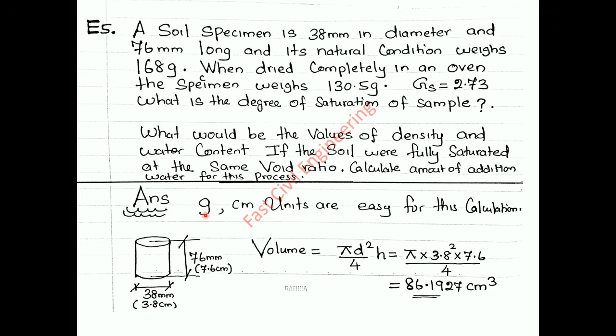Answer: you are able to use Newton meter cube or kilogram meter cube, but in this case gram centimeter units are easy for this calculation. This is a cylindrical specimen. The volume is equal to pi r squared h, or pi d squared over 4 into h. Substitute the diameter in centimeters and the height in centimeters. This is the volume of the cylindrical specimen.